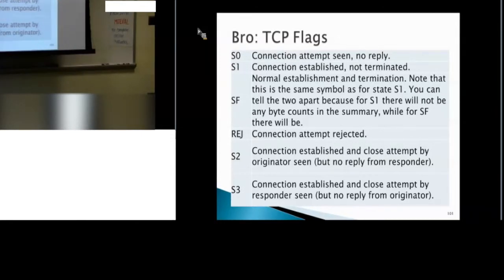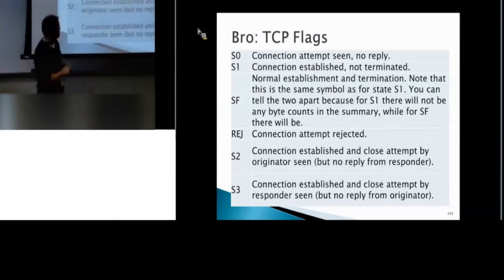REJ is rejected. S2, see here, is established, but there's a close attempt by the originator, but no reply sent from the responder. S3 is connection established, and close attempt by responder seen, the opposite of this one here. So when you're looking through logs, you go back and view these. All right, next slide.